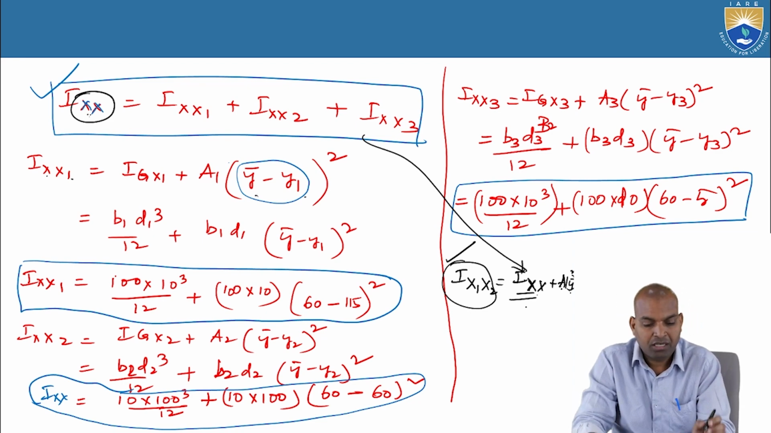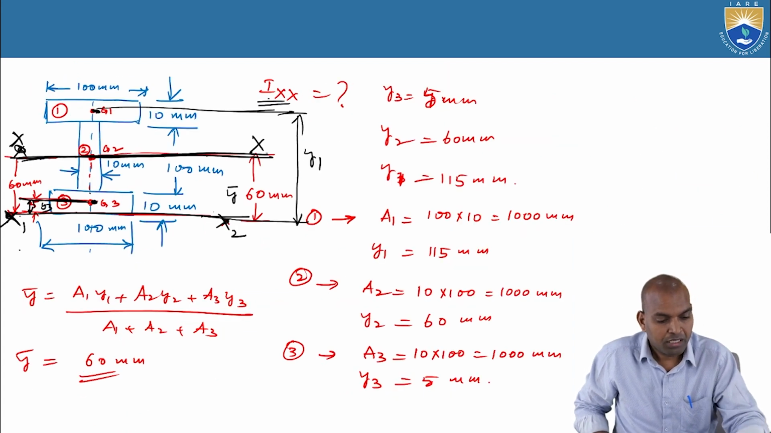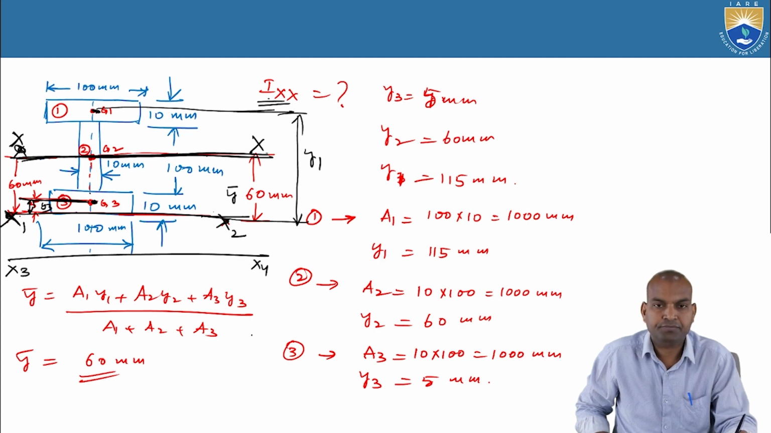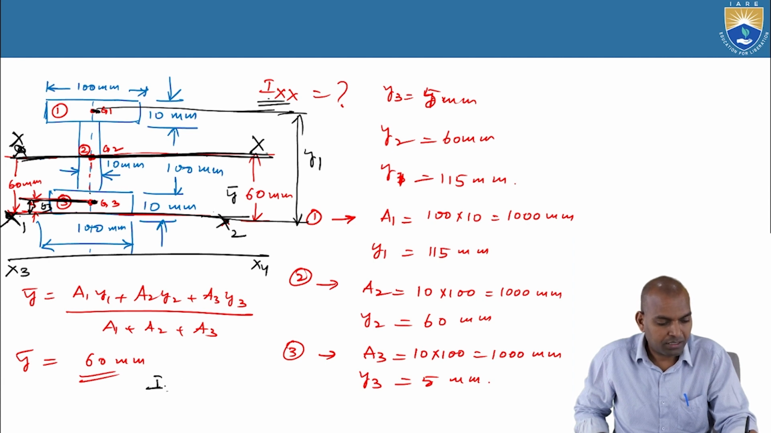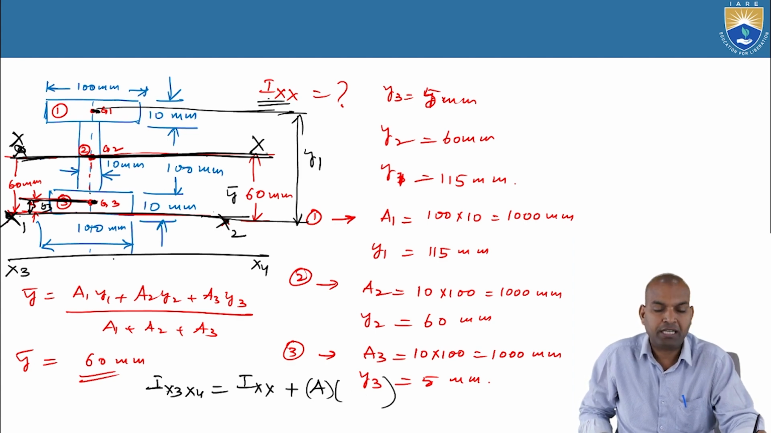Okay. Next, one more thing: if our x-axis here is x1, x2, and the distance to x3, x4 is given, we know this distance Ixx, the moment of inertia of this individual I section. Then what will happen? Ix3, x4 equals Ixx, which passes through the centroid, plus the area of the total section times the distance between the centroidal axis and this axis.